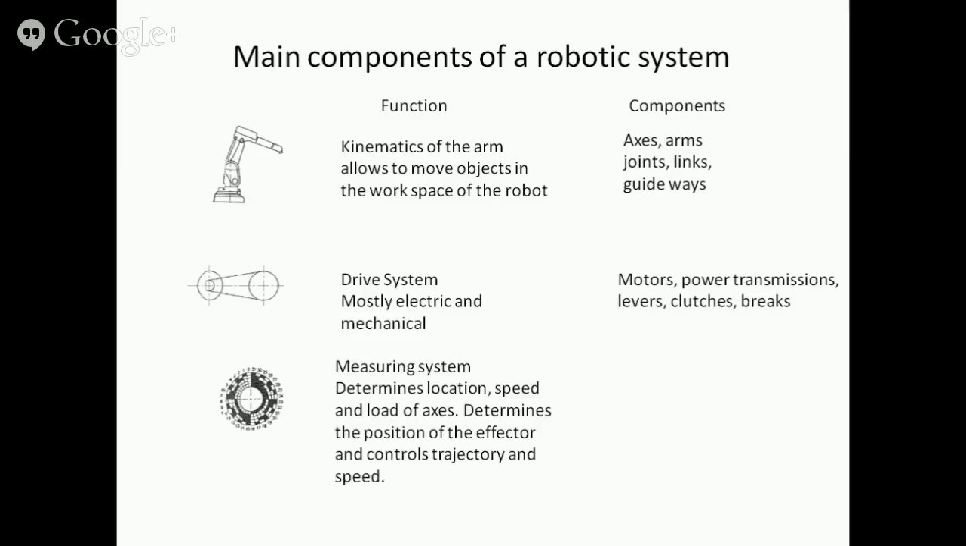There is a measuring system which determines location, speed, and the load of the axis. It determines also the position of the effector and controls trajectory and speed. It is composed of encoders, speed sensors, proximity sensors, and force sensors.